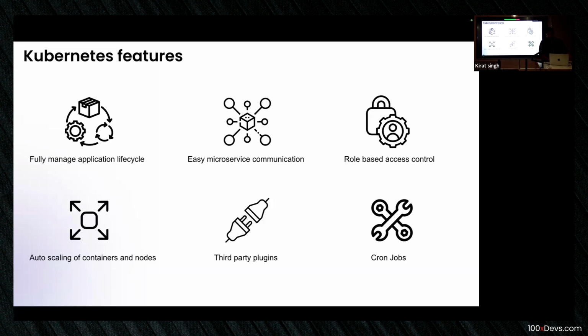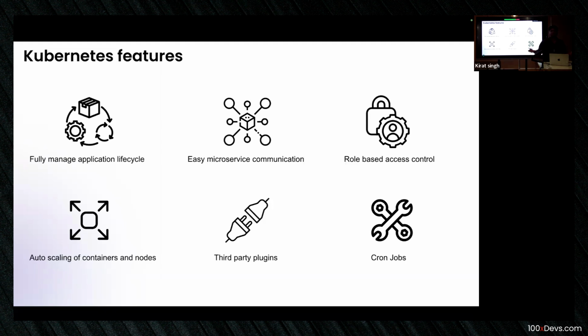Okay, so there are a lot of features. Fully managed application lifecycle: my application's whole life cycle, when should it be restarted, deleted, created? I can just mention it, and Kubernetes will take care of it. Easy microservice communication: my backend server wants to connect to my database server, but they are on different VMs now, remember? So now the communication can be made easy. That is what Kubernetes does.